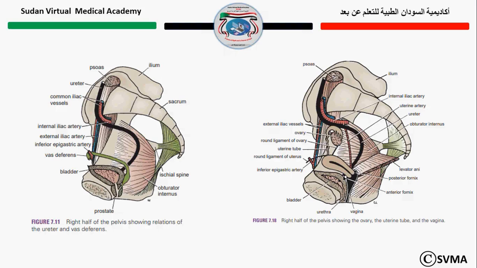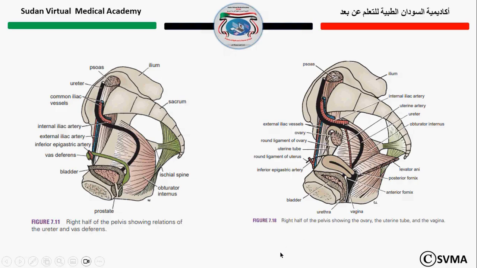The ureter has got 3 constrictions. At the junction of the ureter with the renal pelvis, when it enters the pelvis at the pelvic brim or pelvic inlet, and when it enters the wall of the urinary bladder.